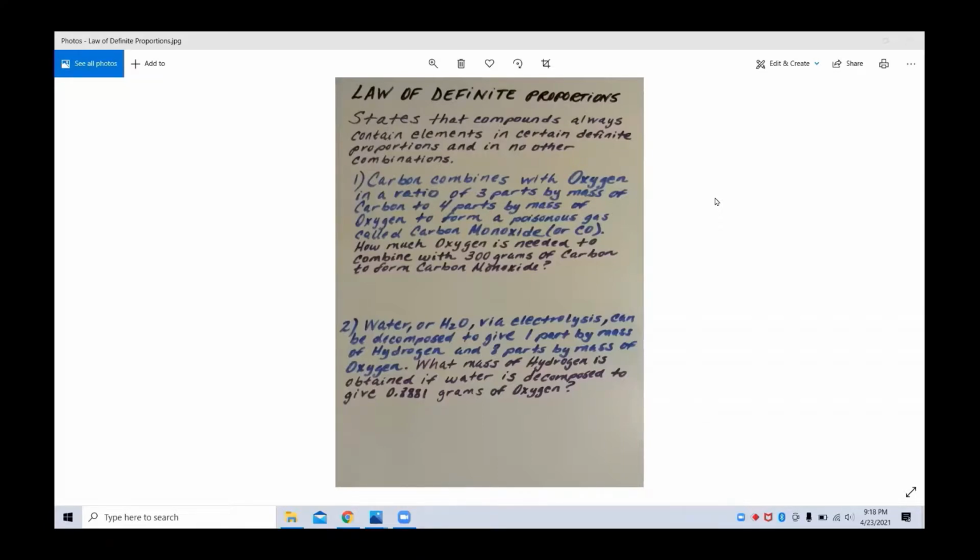Well, let's work out this problem here. Now I'm going to work off to the side as well if I can't fit all of this in here. So you're going to take the 0.88, whoa, look at my 8s there. So let's start all over. So 0.8881 grams of oxygen. And you're going to multiply that, all right? Now, the problem is saying you have 1 part by mass of hydrogen and 8 parts by mass of oxygen.